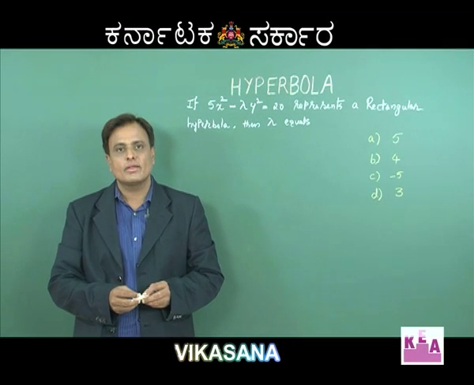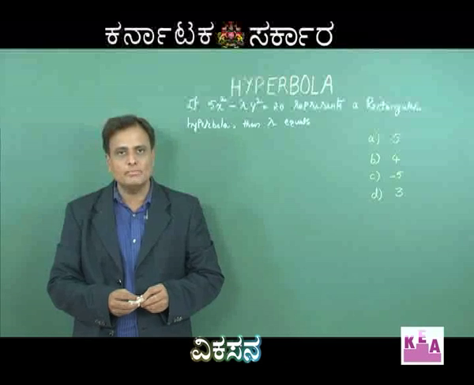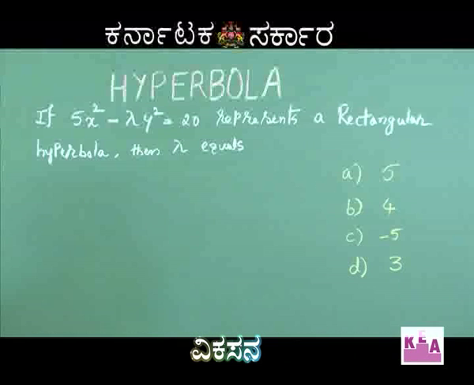Dear students, let us move on to the next example on hyperbola. Please read the question first. If 5x square minus lambda y square is equal to 20 represents a rectangular hyperbola, then lambda equals to, options are: A is 5, option B is 4, option C is minus 5, option D is 3.